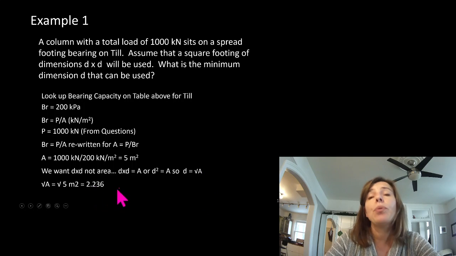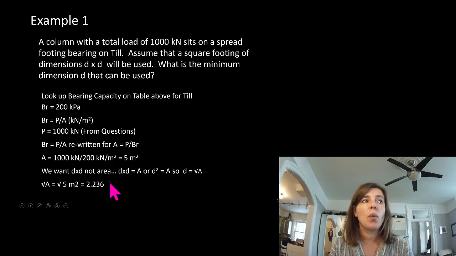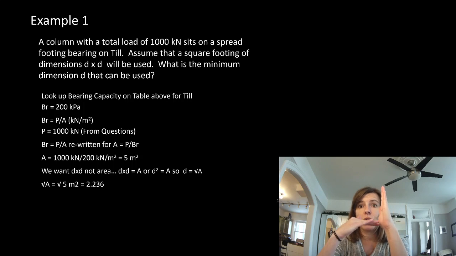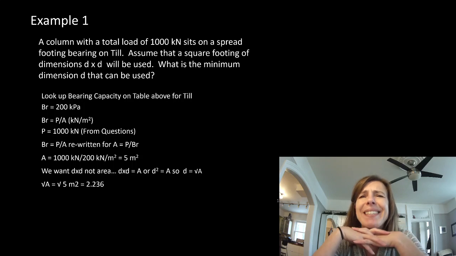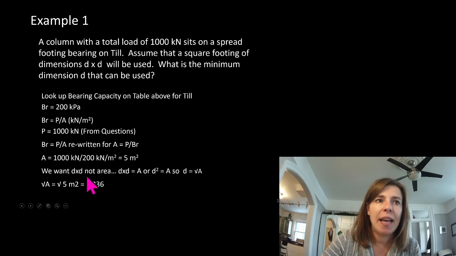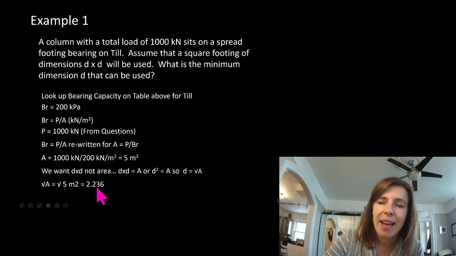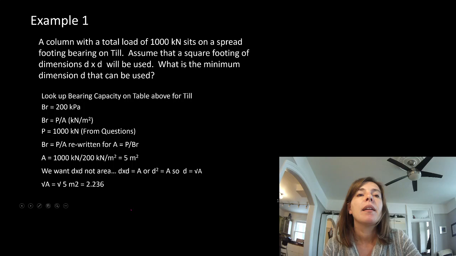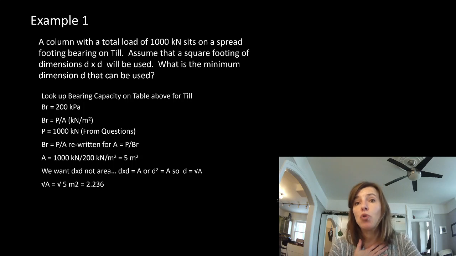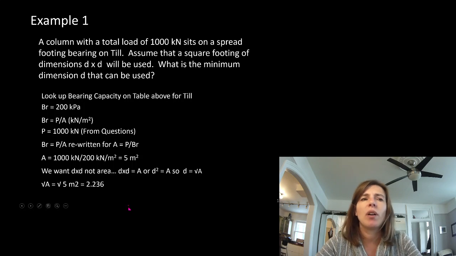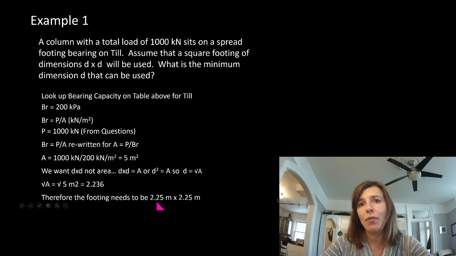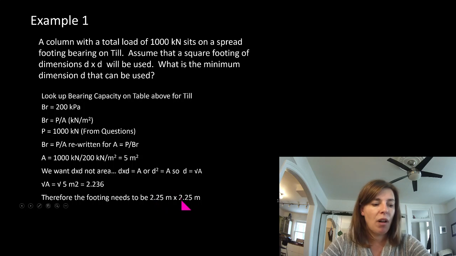We get 2.236 meters. So we want a square that is 2.236 meters by 2.236 meters. That's a ridiculous size to tell a contractor to form. This is where I would make sure on the exam I gave you a nice round number here, on a nice even 50 millimeter increment. But for something like this, if I was drawing this or specifying something on my drawings, I wouldn't do 2.236. I would do 2.25 by 2.25. I'd round that up to a 50 millimeter increment. And so this would be the footing I would specify on my drawings.